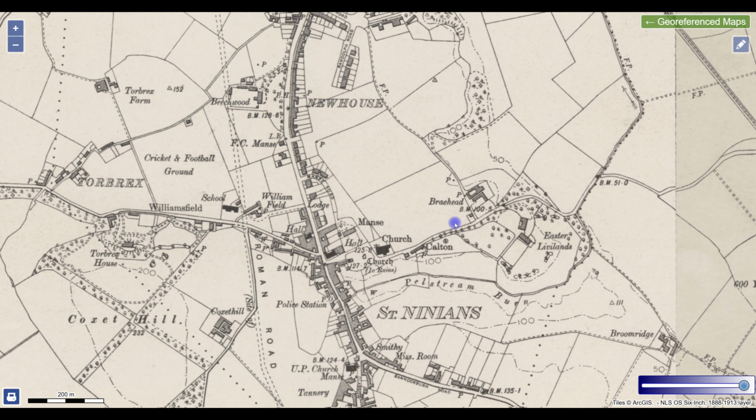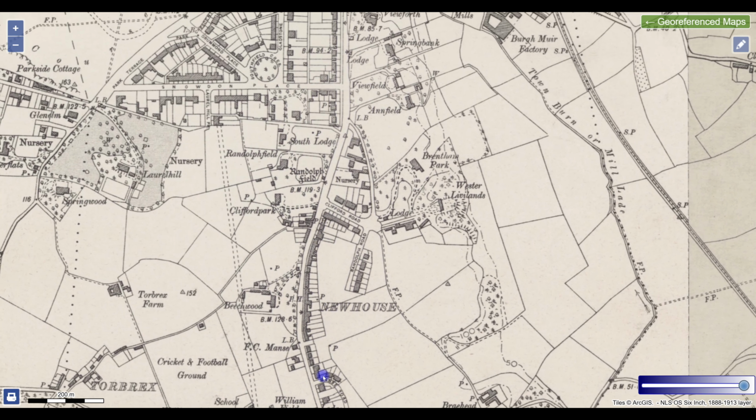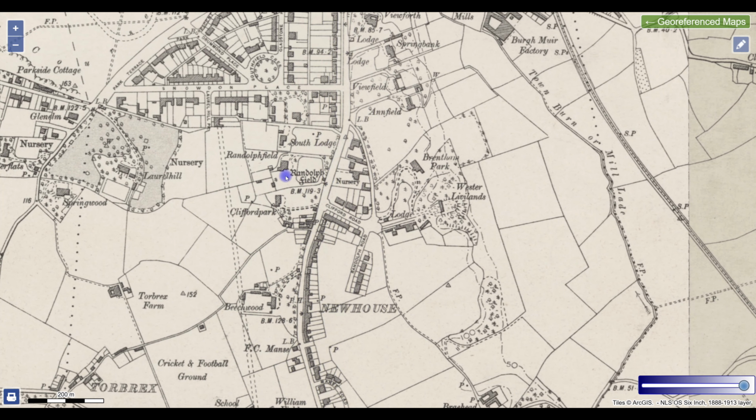You can see, even in the 1800s, this is all arable land. There's no great building or development has taken place. It's just beginning to get a lot of development happening, but at the moment it's still a very rural area. So as we continue up this road, we come to Randolph Field, Clifford Park. Clifford, of course, being the name of an English knight, and Thomas Randolph being the name of the Scottish knight who routed the English from the field on the first day.